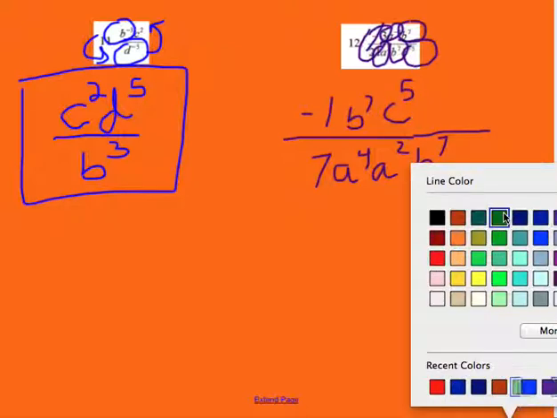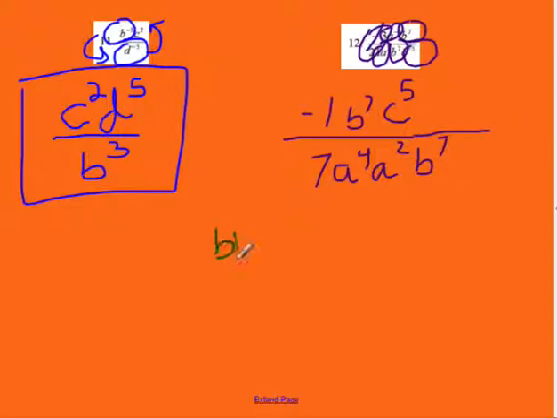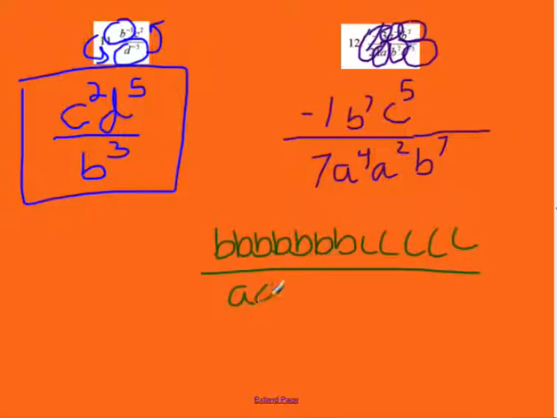Now let's go ahead and write out our letters so we can figure out what we need to cross off. We have 1, 2, 3, 4, 5, 6, 7 B's, 5 C's. Down below, 4 A's. Oops, and we have a negative 1 up here and a 7 here. And then I have 2 A's, and then I have 7 B's again.